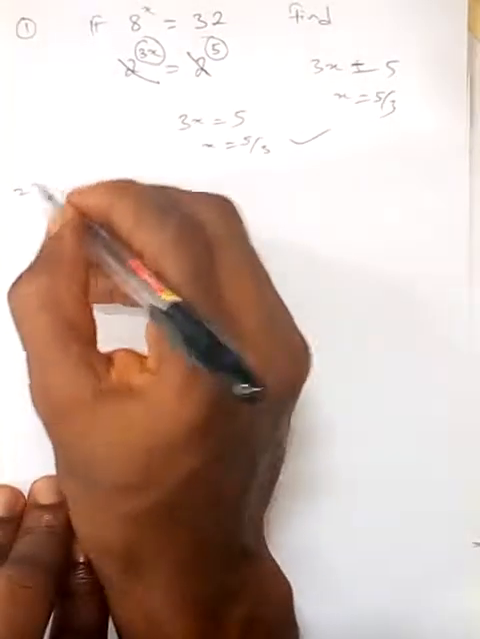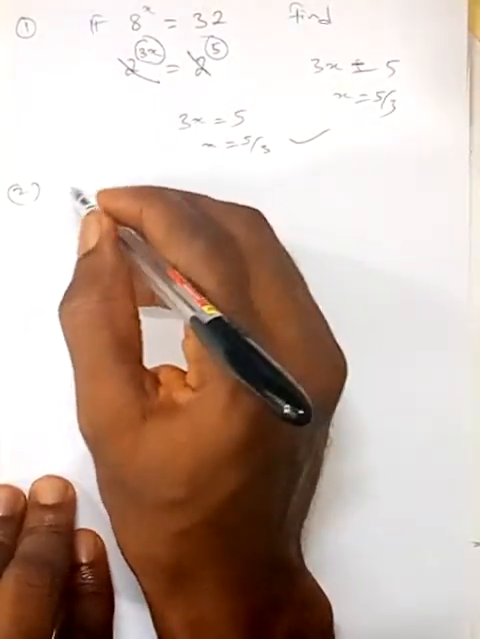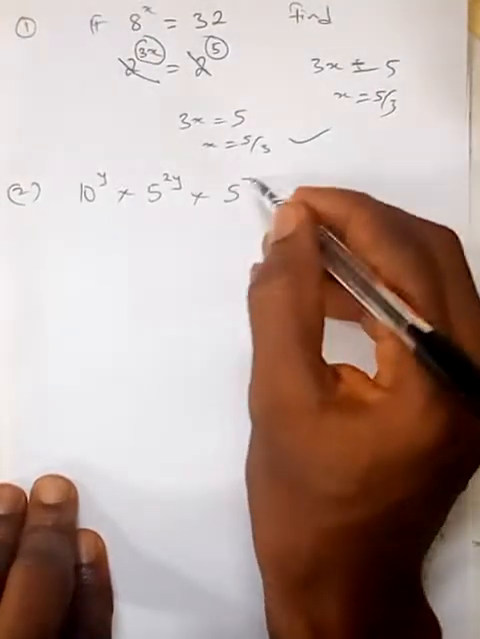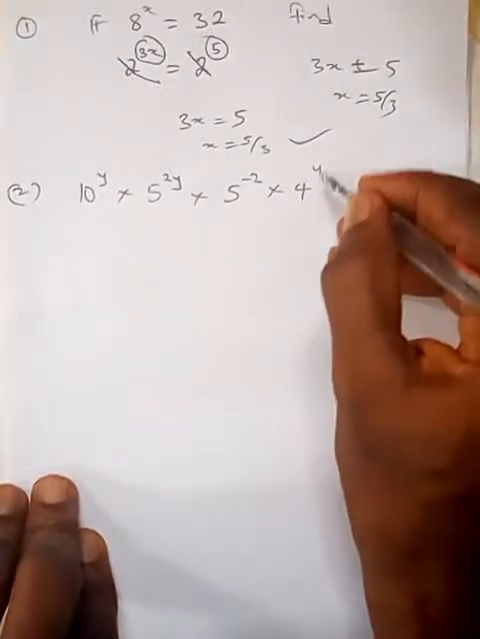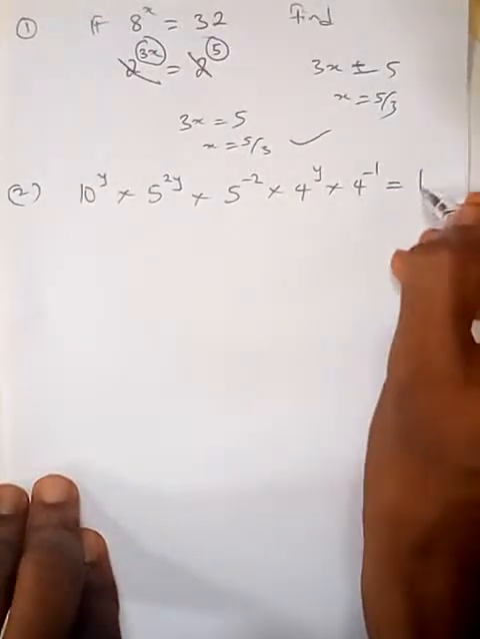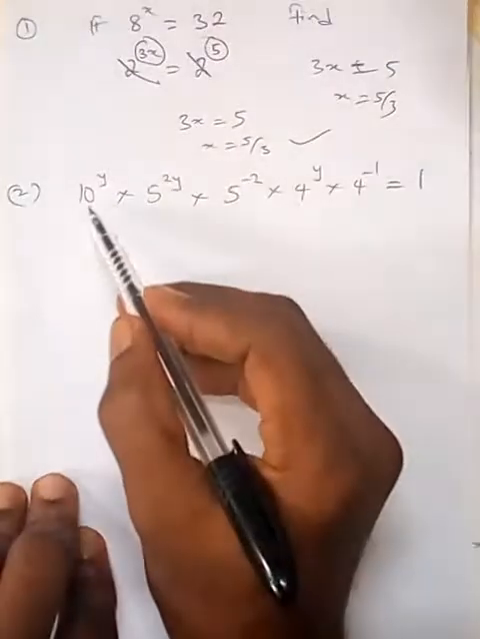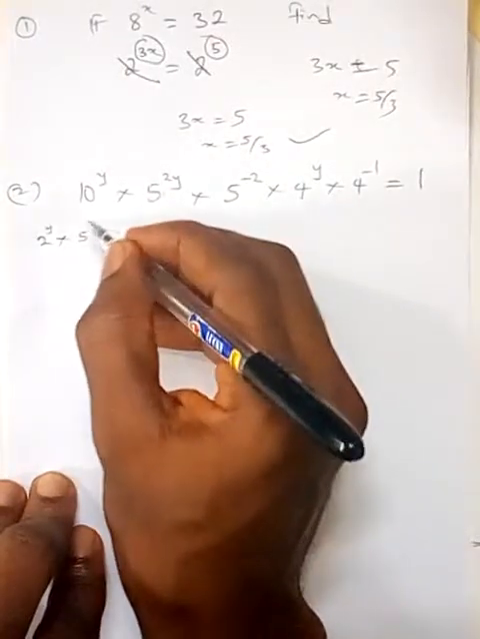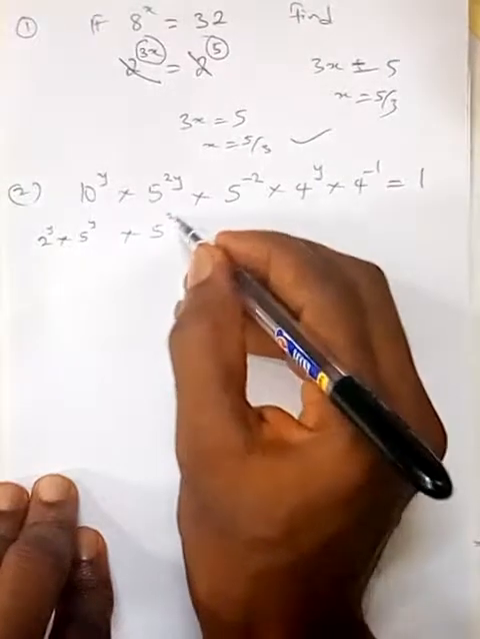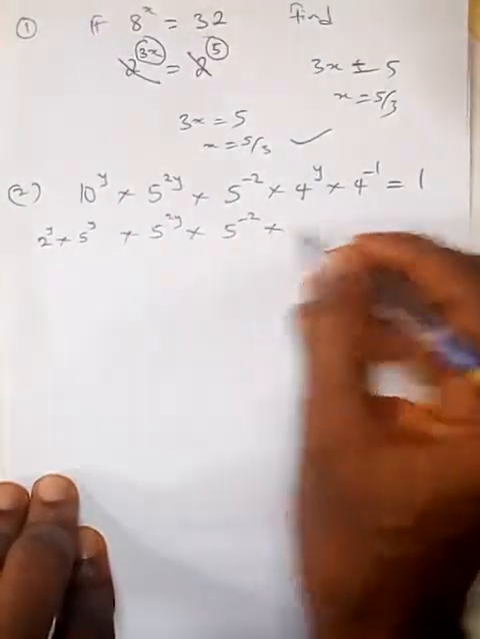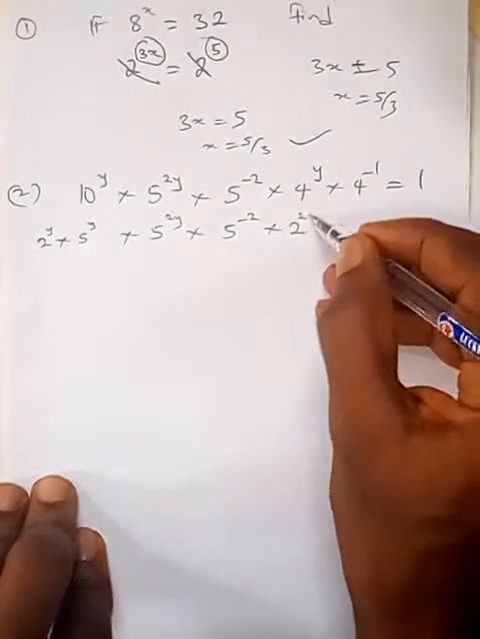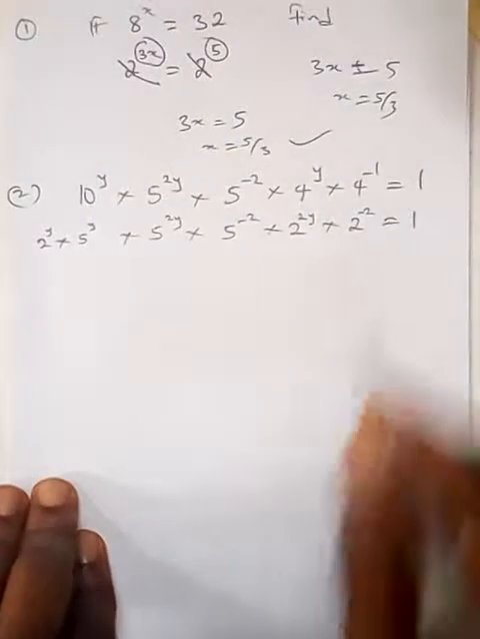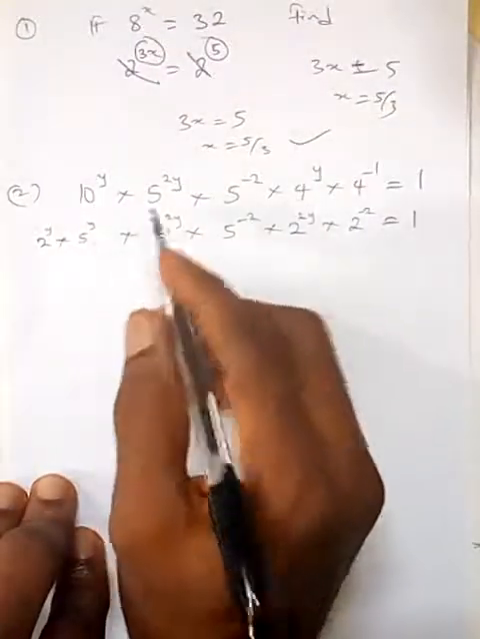Simple enough, right? Number 2, it says we should find y if 10 raised to the power y times 5 raised to the power 2y times 5 raised to the power minus 2 times 4 raised to the power y times 4 raised to the power minus 1 is equal to 1. We should look for y. Now there is 2 and 5 here, 2 here and 2 here, so we'll break that down. 2 times 5 raised to the power y, times 5 raised to the power 2y, times 5 raised to the power minus 2, times 2 raised to the power 2y times 2 raised to the power minus 2 is equal to 1. Okay, so let me take the 2s.